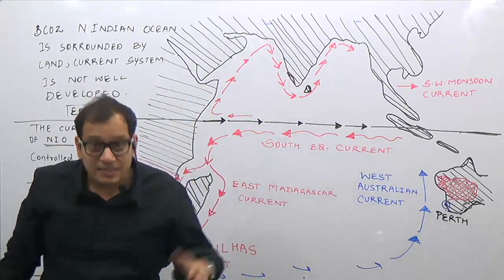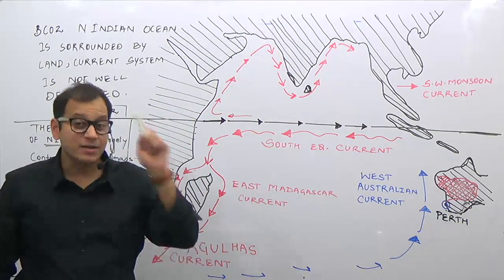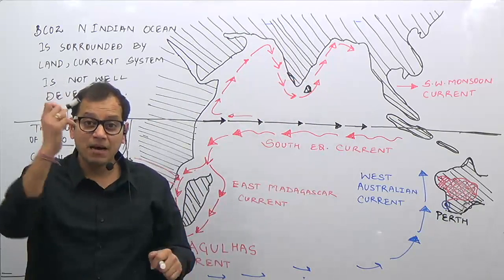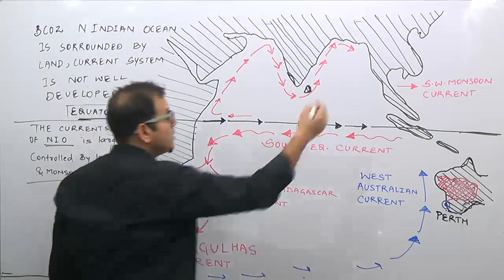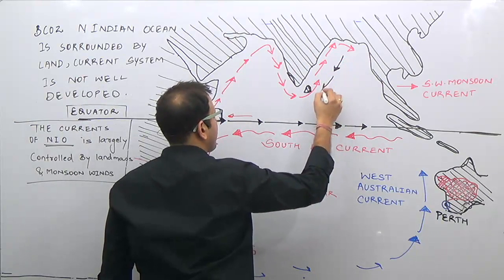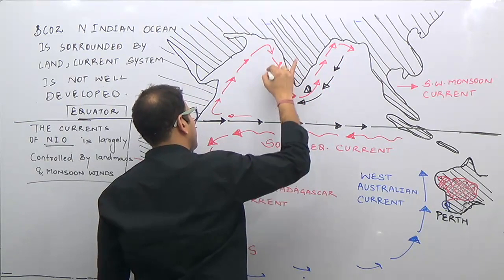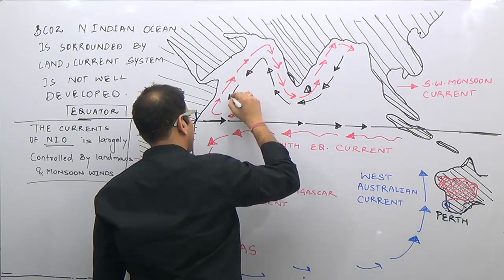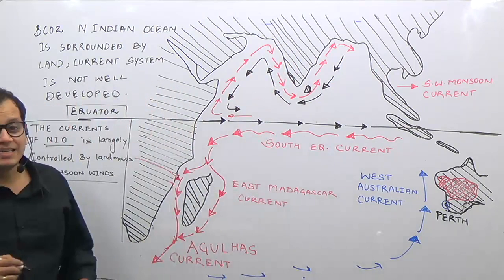The other current develops during the winter season, but again remember it is a warm current because it is developing in the warm regions of the world. I will mark it with the black pen, but remember it is a warm current, the northeast monsoon current. So these are the current systems.